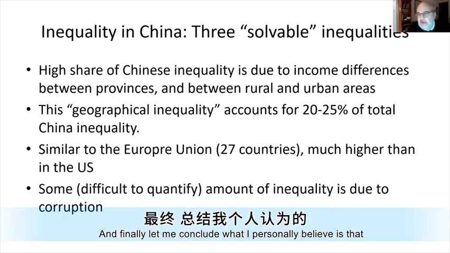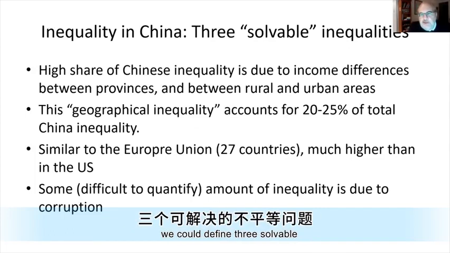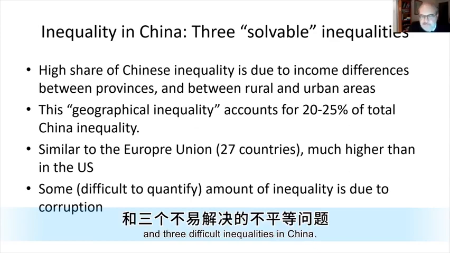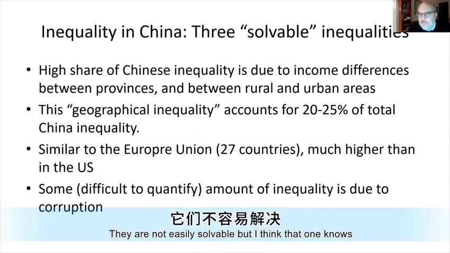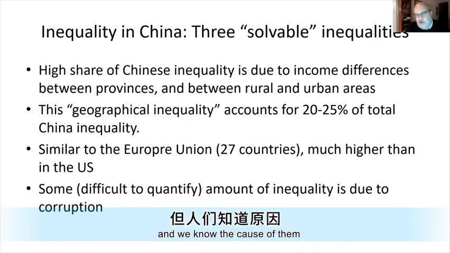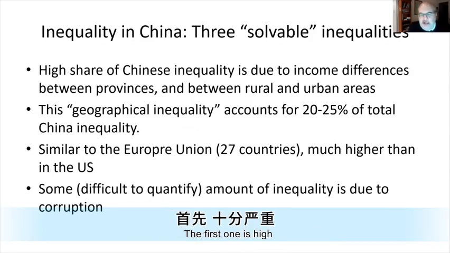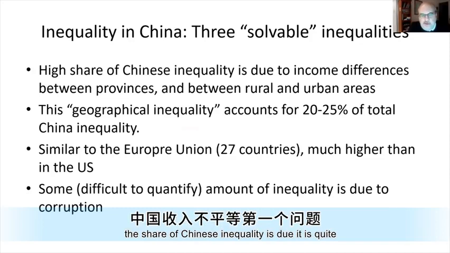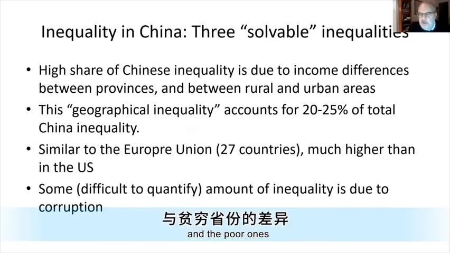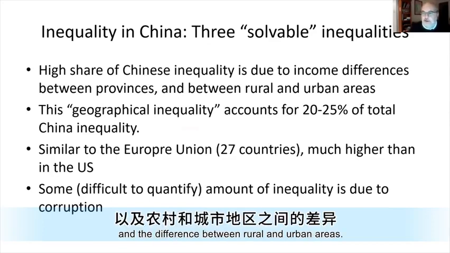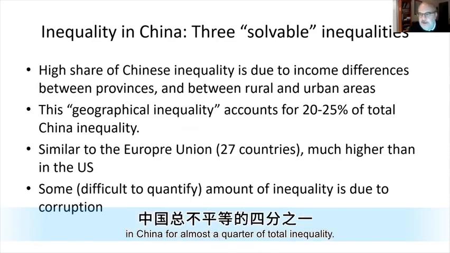And finally, let me conclude with what I personally believe: that we could define three solvable and three difficult inequalities in China. The three solvable inequalities to me are the following three. They are not easily solvable, but I think that we know the cause of them, and we potentially know the solution. The first one is that a share of Chinese inequality is due, as is quite well known, to inequalities between different provinces, the rich ones, the middle income ones and the poor ones, and the difference between rural and urban areas. That geographical inequality accounts in China for almost a quarter of total inequality.